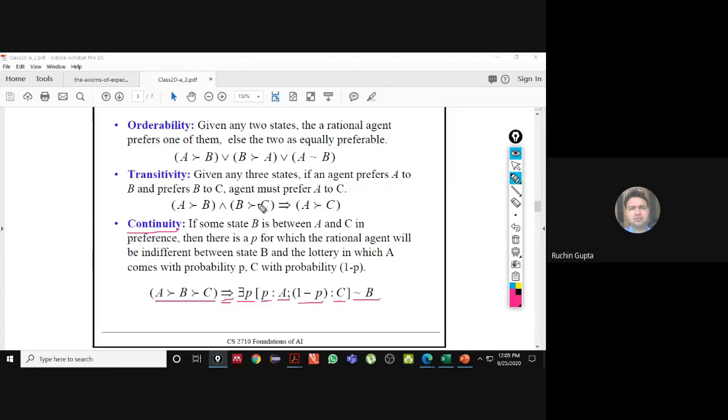If we say that we have three states A, B, C, and we have some state B between A and C in the preference order like this, then there will be a probability P for which the rational agent will be indifferent between the state B and the lottery in which A comes with probability P and C with probability 1 minus P. So if we have this sequence of preference between A, B, C, then this A with the probability P, this C with the probability 1 minus P is going to be indifferent with respect to B. So this is the rule that is known as the continuity rule.